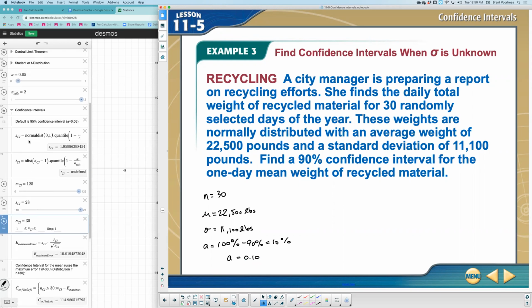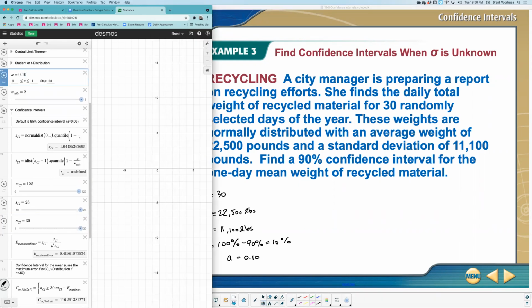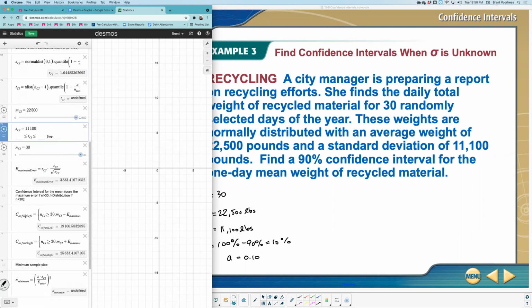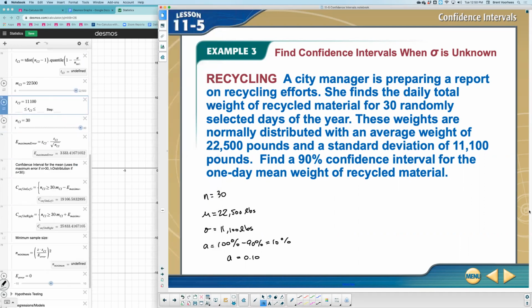It says find a 90% confidence interval. Okay, so let's come up here. We want A to be 0.10. We have a mean of 22,500, standard deviation of 11,100, and again, 30 sample size. This means the maximum error for this particular data would be about 3,333 pounds off. Actually, on this one, I'm just going to round it to the nearest pound since we're talking about such large pounds.